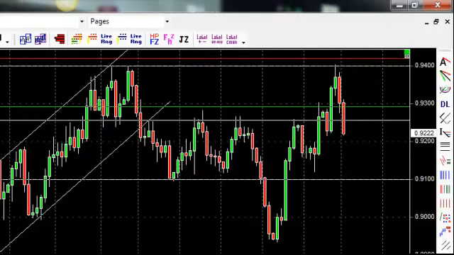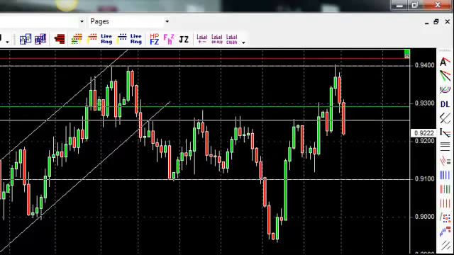This way, when I color my charts like this, I can visually see where I got in, where my profit target is, and where my stop loss is at. Now, since we're in this channel, what I'm looking for price to do is to come down to this range in here.